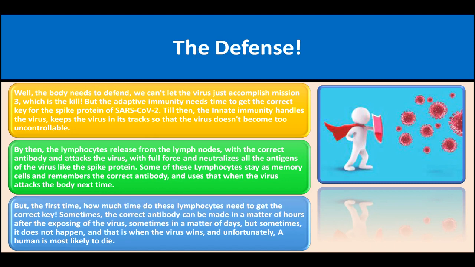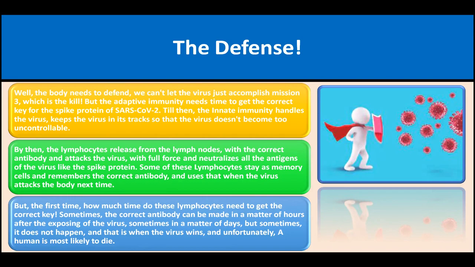But the first time, how much time do these lymphocytes need to get the correct key? Sometimes the correct antibody can be made in a matter of hours after exposure to the virus, sometimes in a matter of days, but sometimes it does not happen, sadly, and that is when the virus wins, and unfortunately, a human is most likely to die.